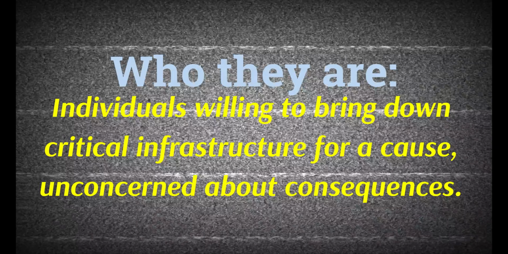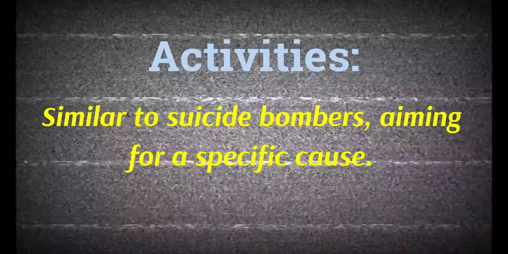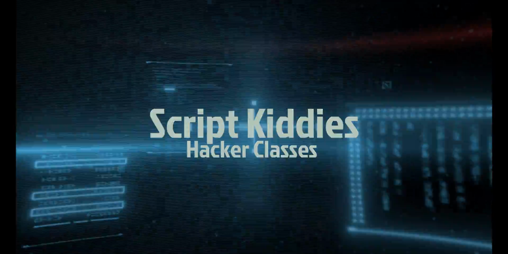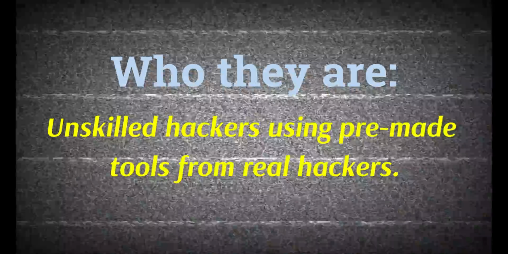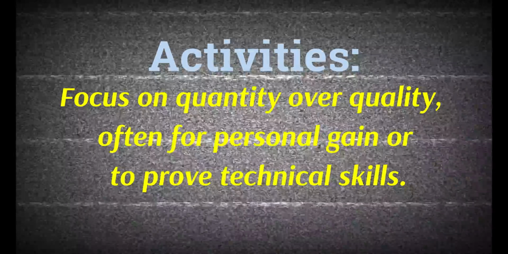Suicide hackers. Who they are: individuals willing to bring down critical infrastructure for a cause, unconcerned about consequences. Activities: similar to suicide bombers, aiming for a specific cause. Script kiddies. Who they are: unskilled hackers using pre-made tools from real hackers. Activities: focus on quantity over quality, often for personal gain or to prove technical skills.